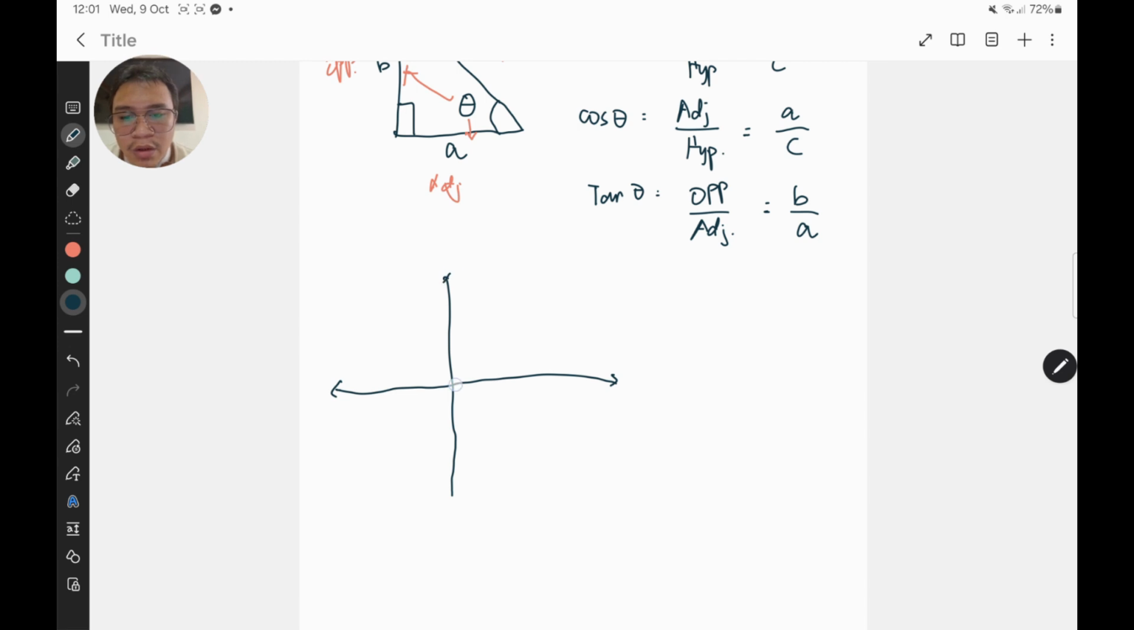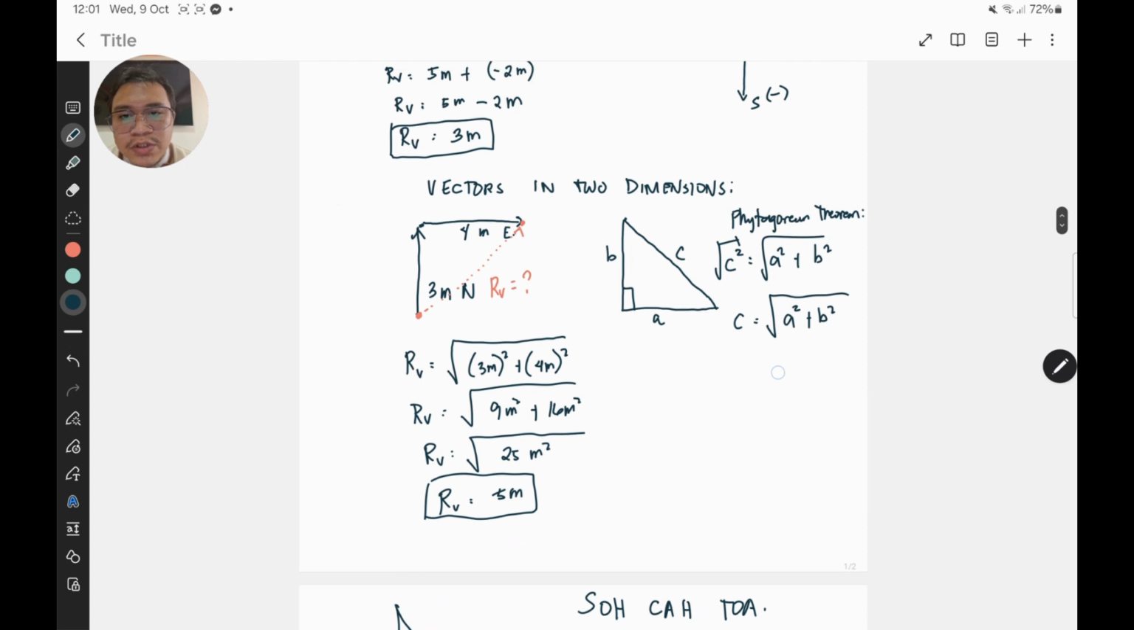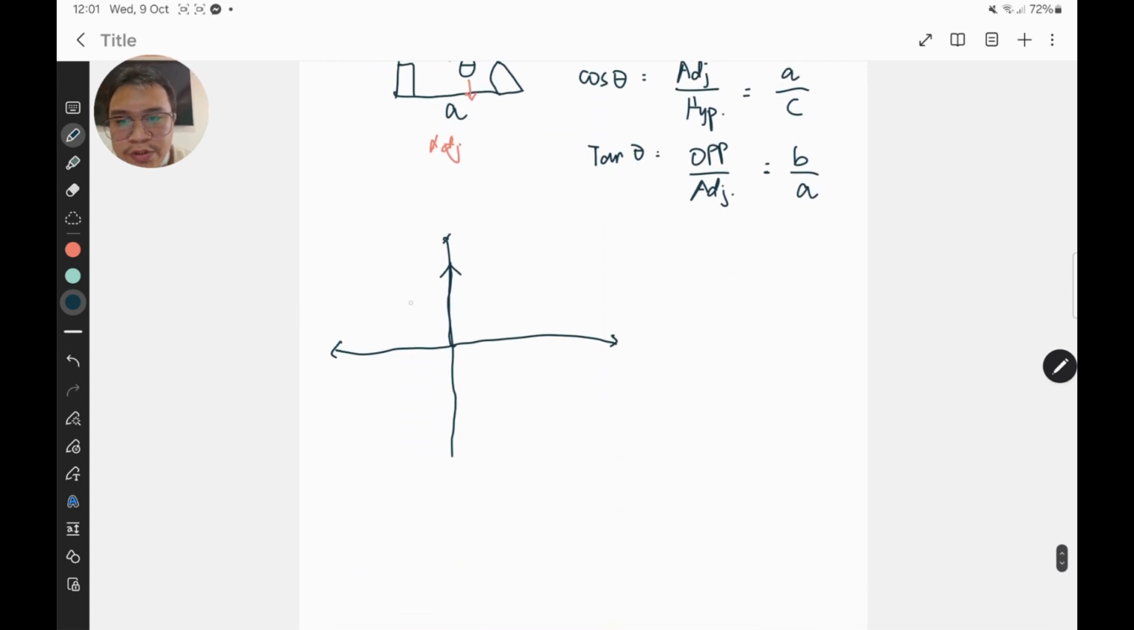It would be going to the north. How much is that? That's 3 meters. This is 3 meters. And then going to the east, that is 4 meters. And I know that my resultant vector is pointing in this direction, okay? Which, of course, I already know is 5 meters. We solved that a while ago. So, what will be the angle of the direction it is pointing?